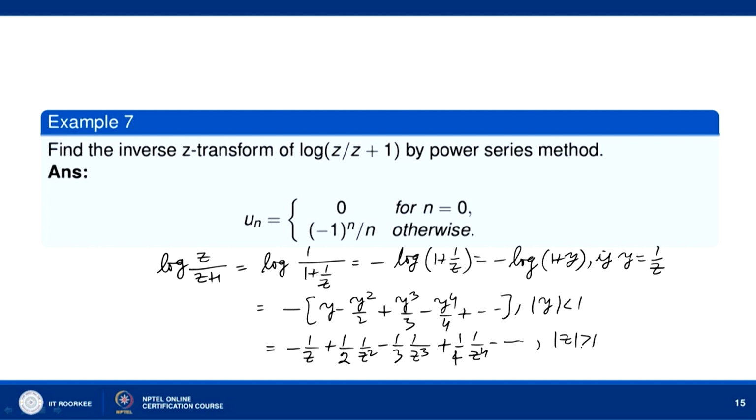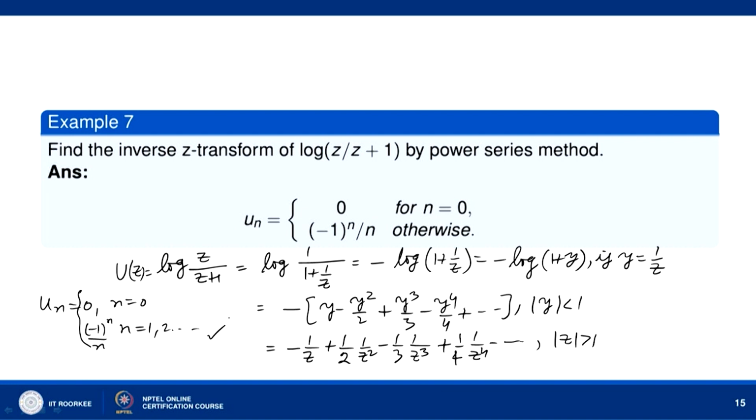Okay. So, here we can see that, let us take this as U(z). So, u[n] equal to 0 when n is equal to 0, okay, and when n is equal to 1, 2, 3 and so on, it is minus 1 to the power n divided by n. Okay. If you take n equal to 1, u[1] is minus 1, u[2] is 1 over 2, u[3] is minus 1 over 3, u[4] is 1 over 4 and so on.